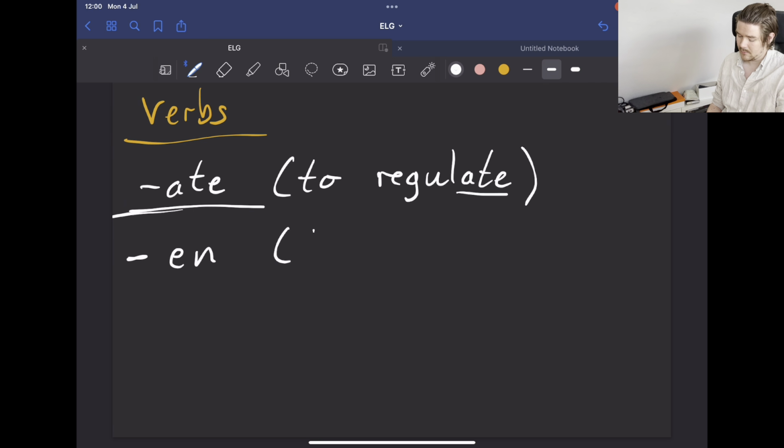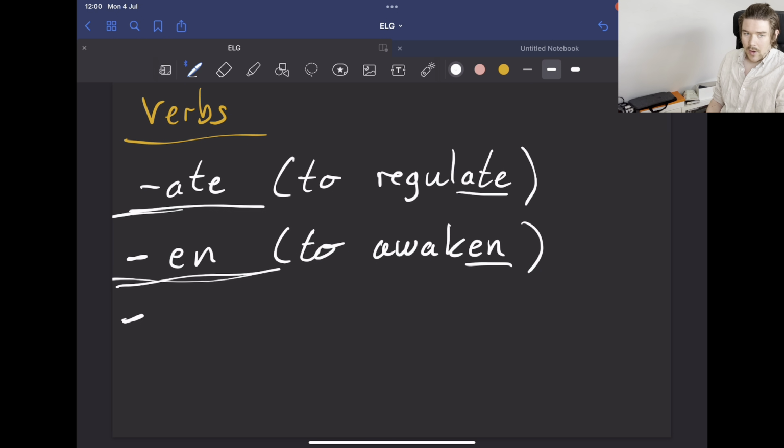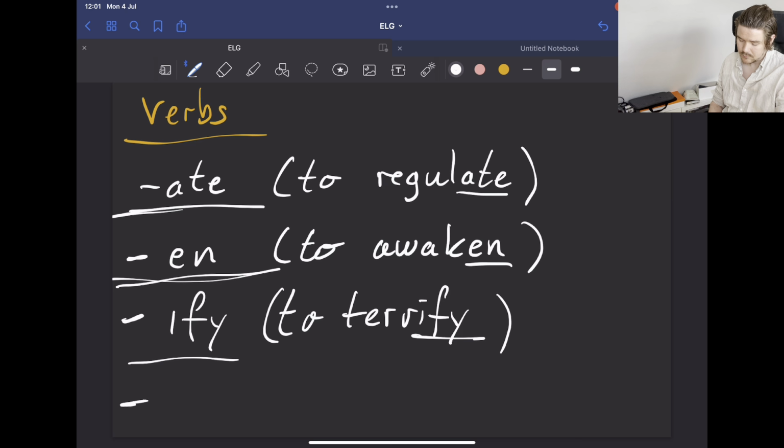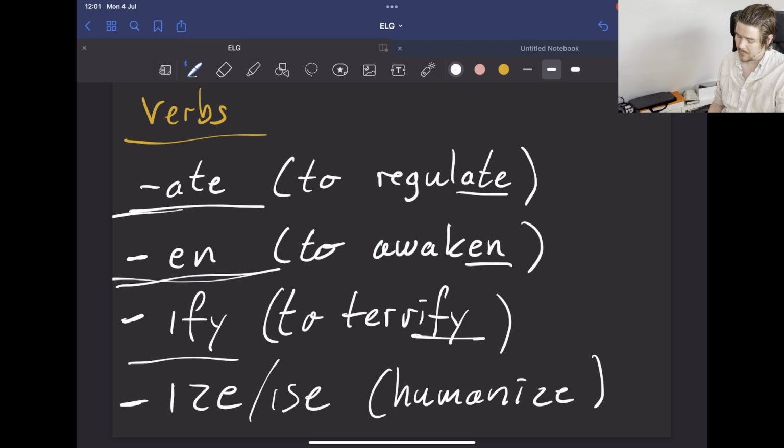Like in awaken. And we have -ify, to terrify. And maybe the most common one, -ize or -ise for our British friends, to humanize, for example.